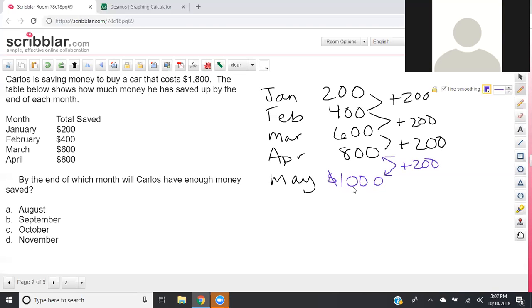So again, we have to make sure we answer the question. The last question, they just wanted the next one. But the question here is, when will he have enough money? So does he have enough money? No, we've got to keep going. He's got to have $1,800.